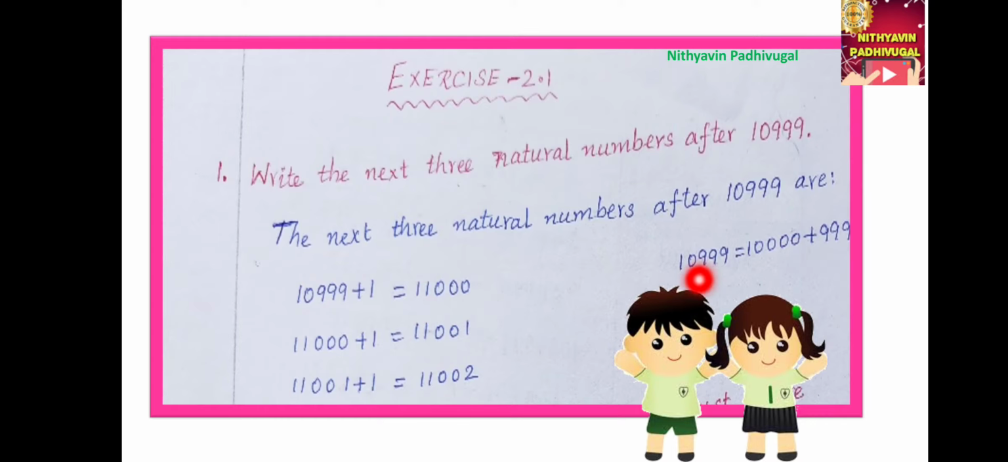See, 10,999 is written as 10,000 plus 999. While we are adding 1 to 10,999, we are adding 1 to 999. So this number becomes 1000. So 10,000 plus 1000 gives you 11,000. So now 11,000 plus 1 is the second successor of 10,999, which is equal to 11,001.